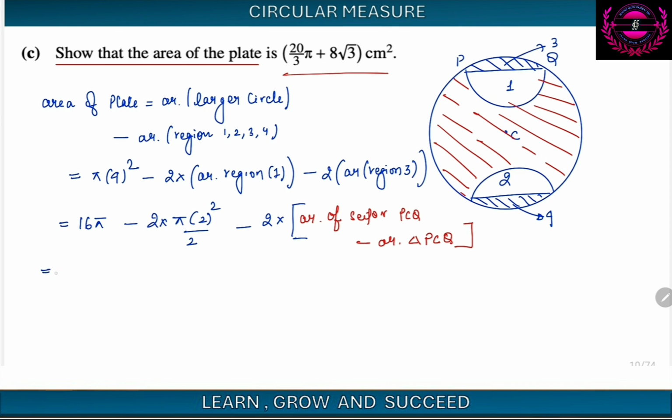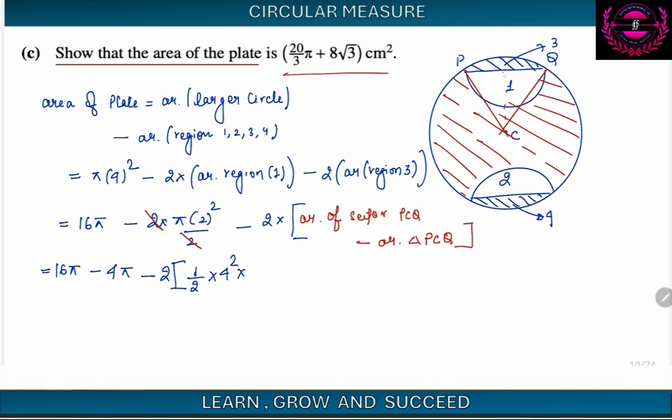Finally, I have 16 pi minus 2, the 2 cancel out, so I have 4 pi minus 2 of area of sector PCQ. Area of sector is half r square theta, half r square, r is 4, and theta. See, theta is the angle between PC and PQ. So the angle between PC and PQ.